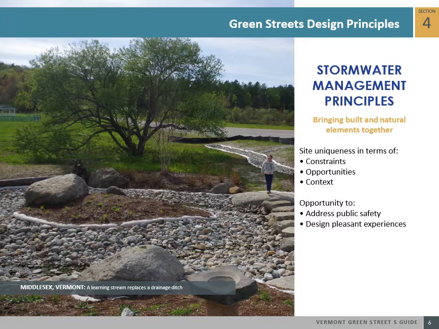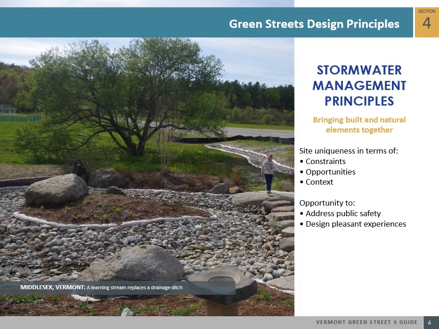At the core of the design of a green street is bringing built and natural elements together to manage stormwater. It recognizes that each site is unique, both in constraints and opportunities, and applicable design solutions must reflect the context. It is also an opportunity to address public safety by holistically designing more livable spaces and a more sustainable environment. In other words, by aiming to reduce the amount of impervious cover and seeing every surface as an opportunity to capture water, an integrated design can emerge which is not only effective but pleasant to experience.